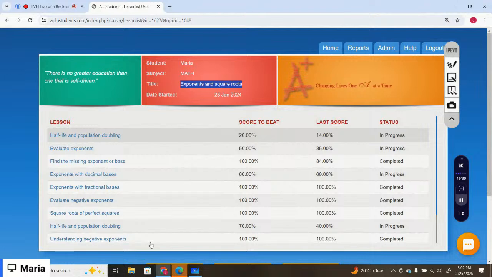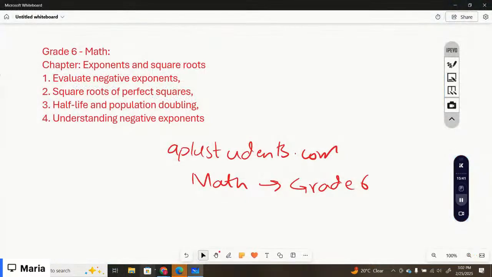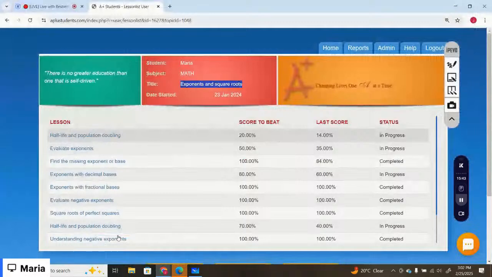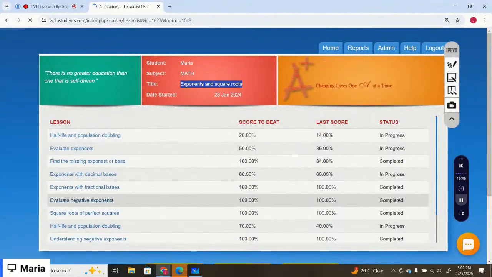And I'm on grade 6 math. The chapter we're on right now is exponents and square roots. The next lesson is we're going to start with the lesson evaluate negative exponents.